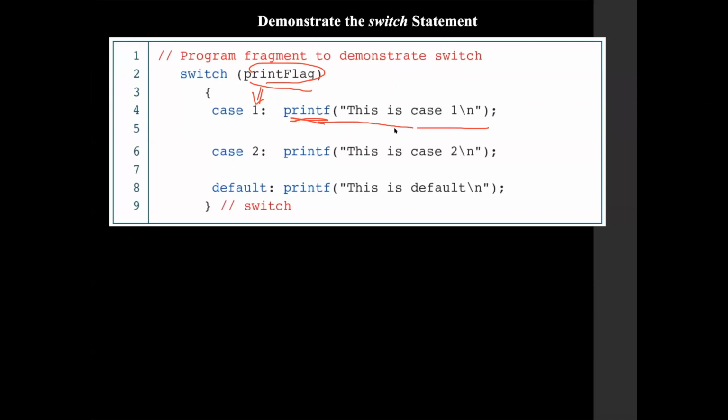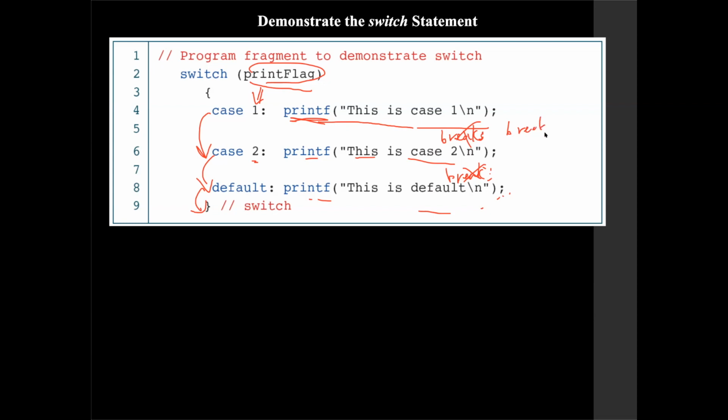And then since there is no break as the second statement after printf, your flow control is not going to stop here. It's going to keep going to case 2, and case 2 prints, this is case 2. And then because there is no break here, break being a statement, flow control is going to go on to the default, which prints this is default. And then the flow control is going to get to the end of the switch, and that will be the end of this entire switch, as it flows from beginning to end.